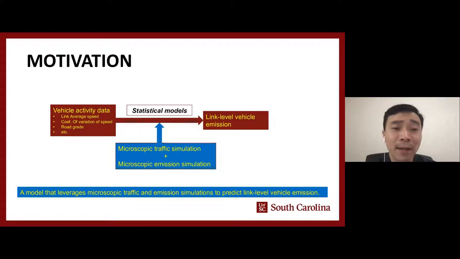Specifically, if we only look at this red box, the macro model normally uses vehicle activity data like link average speed to predict the link level vehicle emission. But my work here is to prepare all those vehicle activity data and link level vehicle emissions using a microscopic traffic simulation as well as a microscopic emission simulation to prepare all those inputs, and then establish a statistical model to do this type of inference.